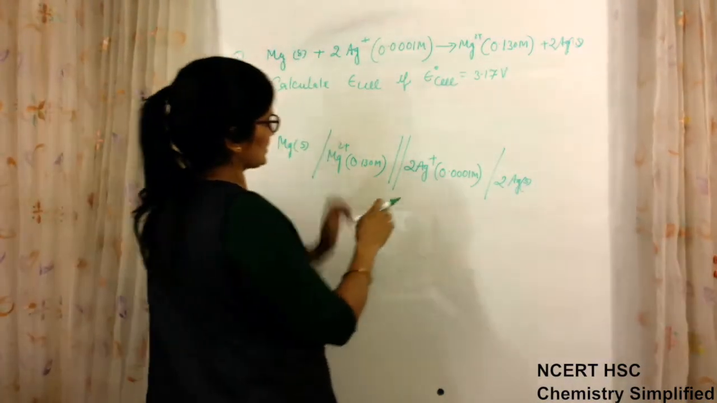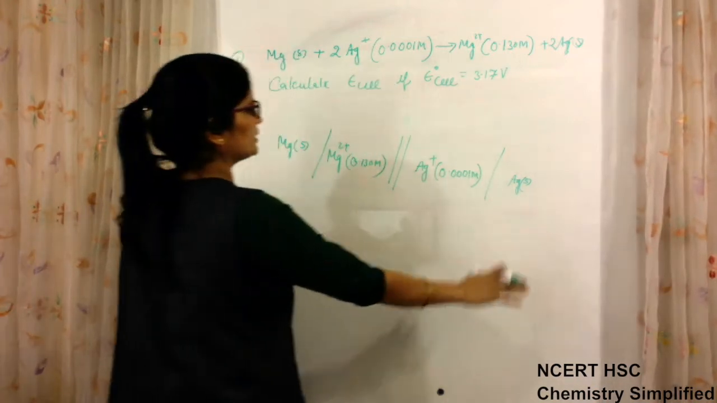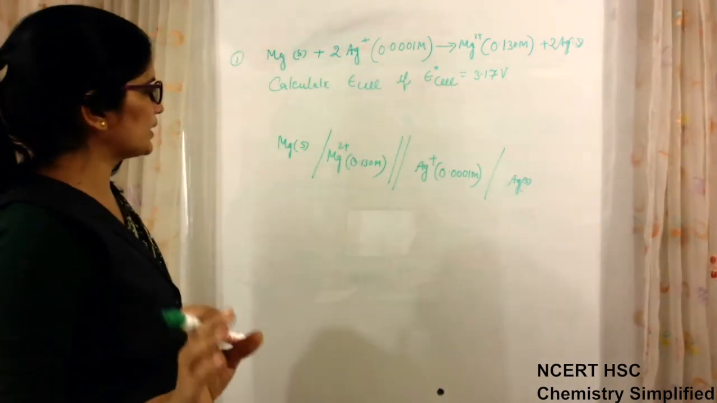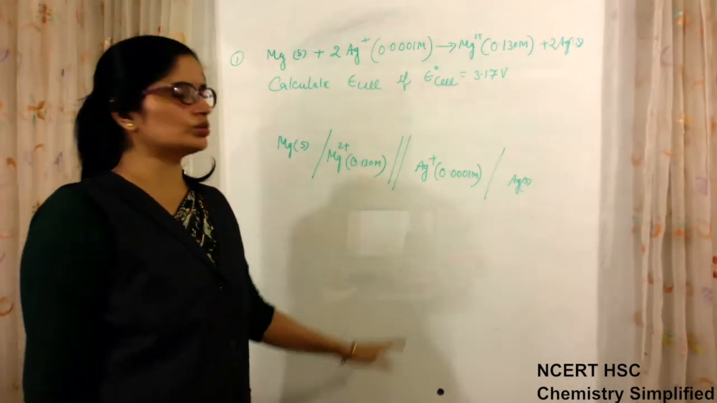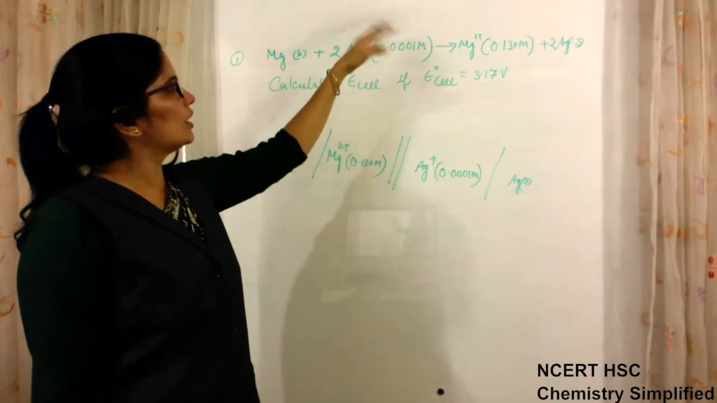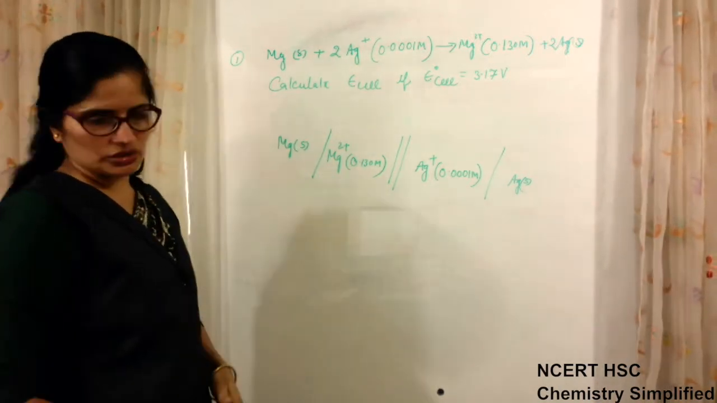The 2 is not necessary to write. When you write the cell representation, you don't need to write the number of moles involved. Concentration is okay. This is the cell representation.